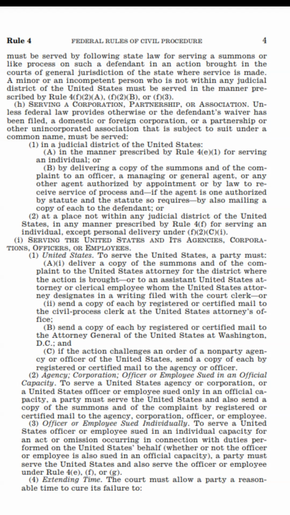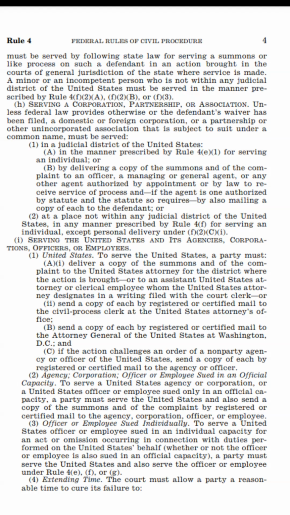2. Send a copy of each by registered or certified mail to the civil process clerk at the United States Attorney's office. B. Send a copy of each by registered or certified mail to the Attorney General of the United States at Washington, D.C., and C. If the action challenges an order of a non-party agency or officer of the United States, send a copy of each by registered or certified mail to the agency or officer.